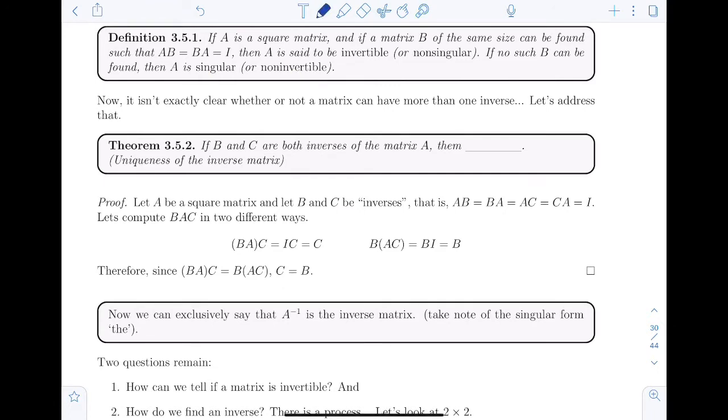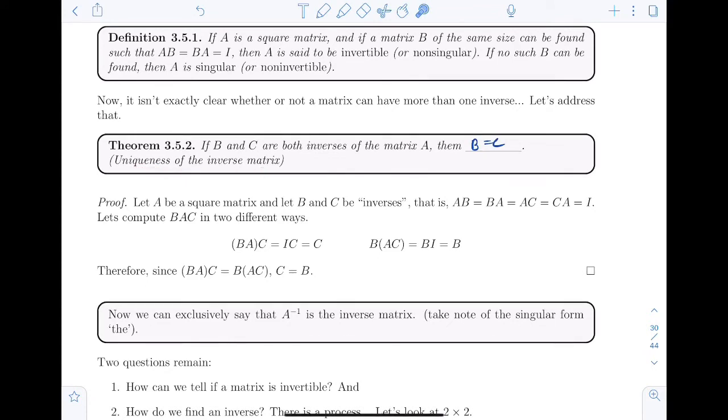All right, so next, it's not exactly clear whether or not there can be more than one inverse. Right off the bat, if we had 3 times what is 1, the answer is 1/3. Is it possible that there is another number? We don't know. Well, let's find out. Theorem 352 says if B and C are both inverses of the matrix A, then B is equal to C. So that inverse matrix is unique.